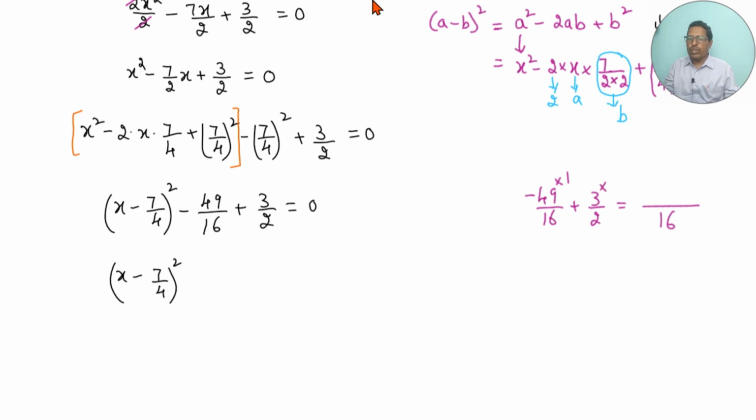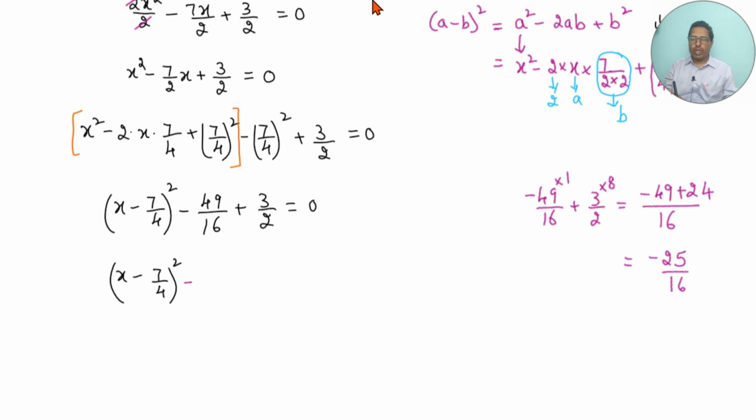I got the LCM, now multiply. The minus sign stays as it is. So this 49 is multiplied by 1, 49 into 1 will be 49, and plus 8 3s are 24. Let us just subtract this. Here the greater number has a negative sign, therefore the value will be negative. So 9 minus 4 will be 5, 4 minus 2 will be 2, 25 by 16 it is.